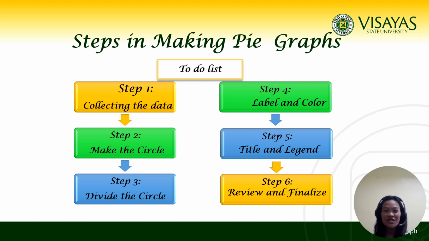I'm Queen Rose H. Nasinopa. I will be discussing the 6 steps in making pie graphs. Step 1, collecting the data. Step 2, make the circle. Step 3, divide the circle. Step 4, label and color. Step 5, title and legend. Step 6, review and finalize.